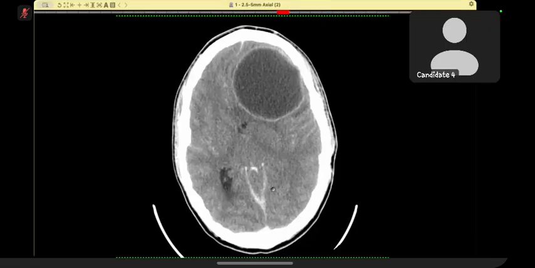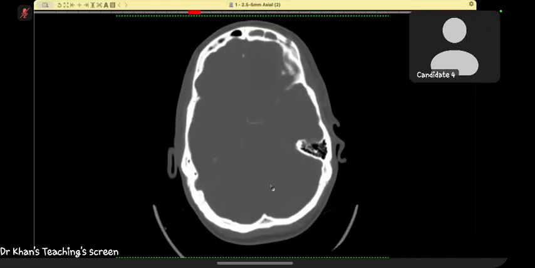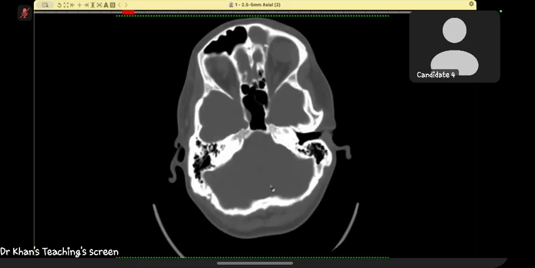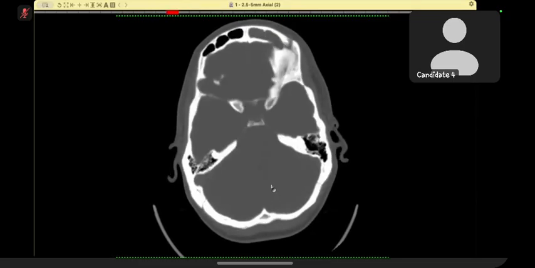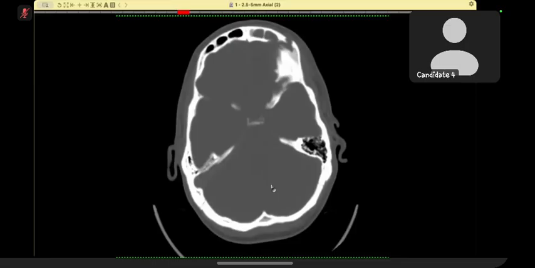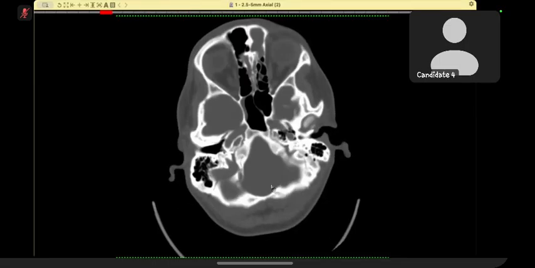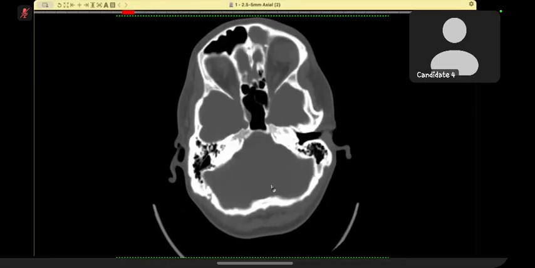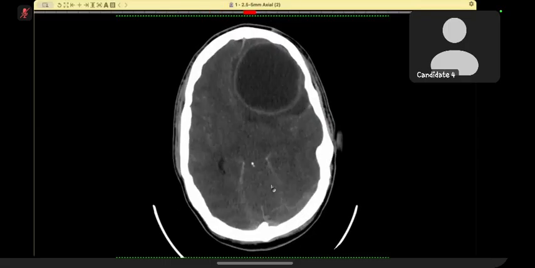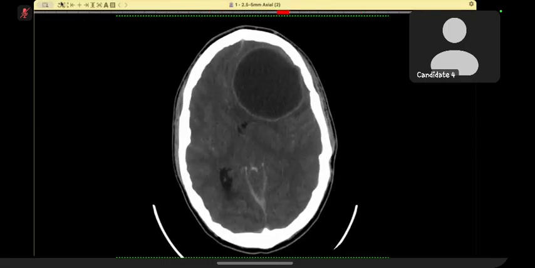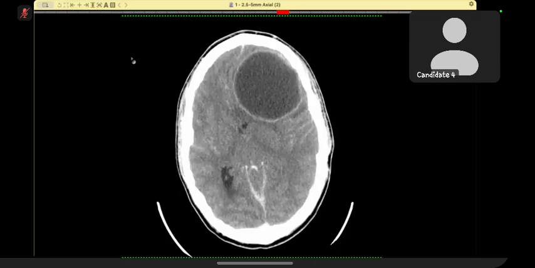In my routine practice, I would like to check the bone window to see whether any bony defect is present or not. On the bone window, a defect is appreciated along the posterior wall of the left frontal sinus. So in conclusion, it's a complicated left frontal sinusitis with intra-axial abscess formation in the left frontal lobe. I would urgently refer this patient to the neurosurgery team for evacuation of this abscess.